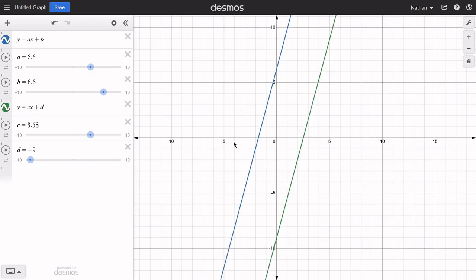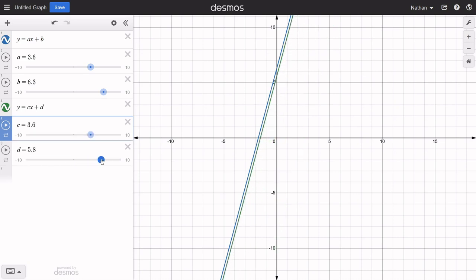So that's the first type of solution. That's not what we want. The intersection is what we want, but the two parallel lines, when they're the same slope, means they'll never intersect, and there's no solution.